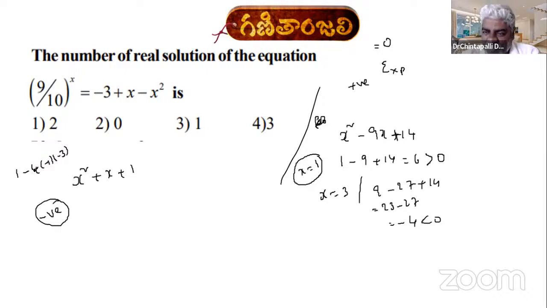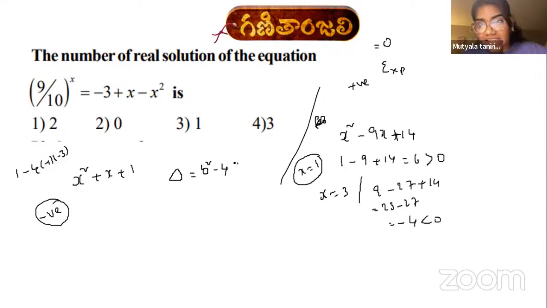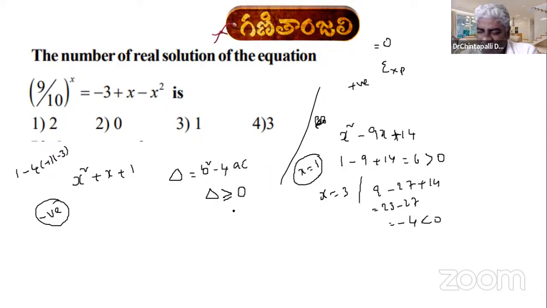How can we identify expressions which are all positive or negative? There is one special formula to find the category of that expression, that is to find delta. Delta means b square minus 4ac. If delta is greater than or equal to 0, both positive and negative values are possible.